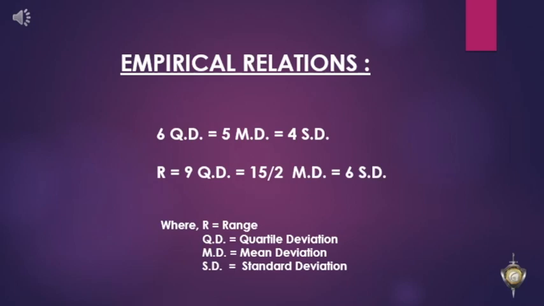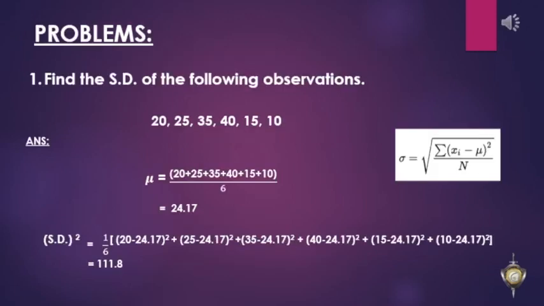Empirical relations. 6 times quartile deviation is equal to 5 times mean deviation is equal to 4 times standard deviation. Also, range is equal to 9 times quartile deviation, which is equal to 15 by 2 times mean deviation, which is equal to 6 times standard deviation. Now let's discuss some problems.